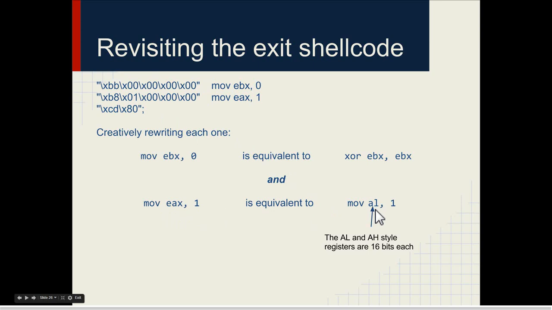Now, EAX is a 32-bit register, and when we try to move 1 into it, it gets expanded because we're moving a hard-coded value into a 32-bit register. So this 0x01000000 is little endian notation for 00000001. If we were moving it instead into an 8-bit register, it wouldn't be expanded in that way.